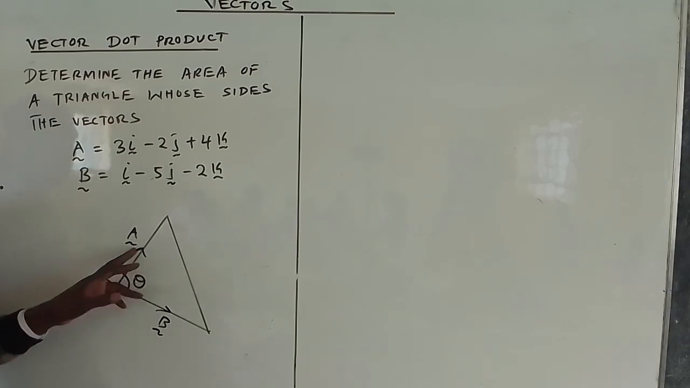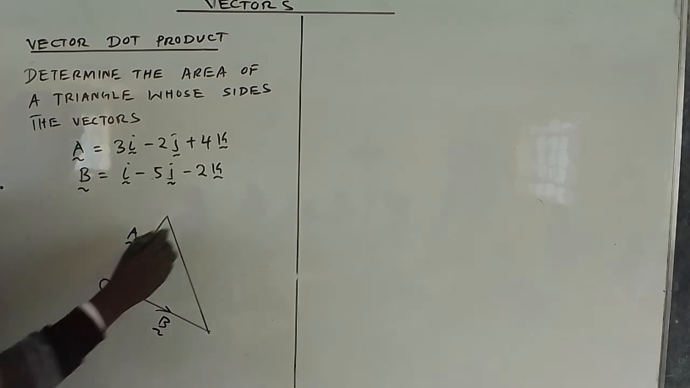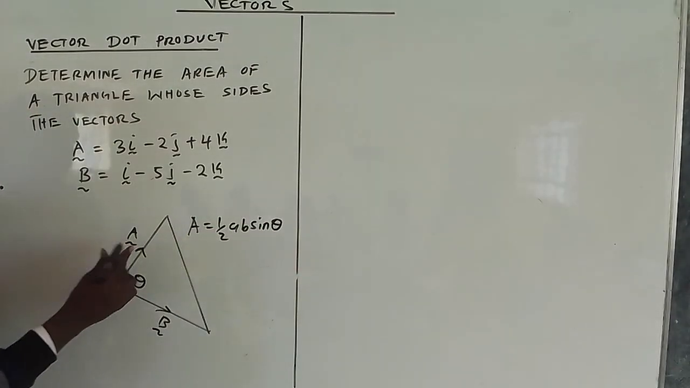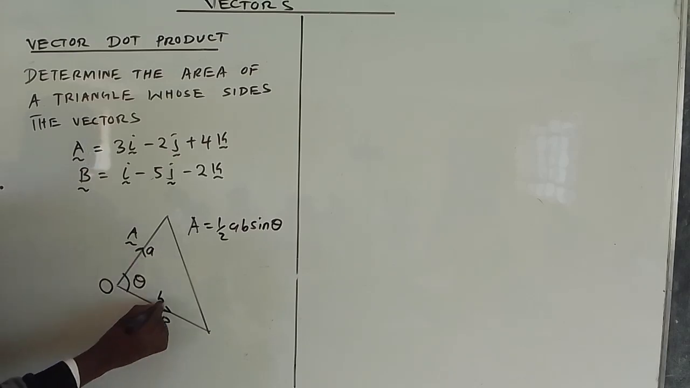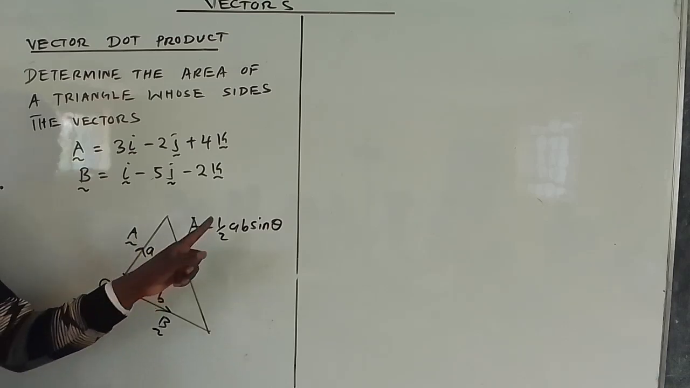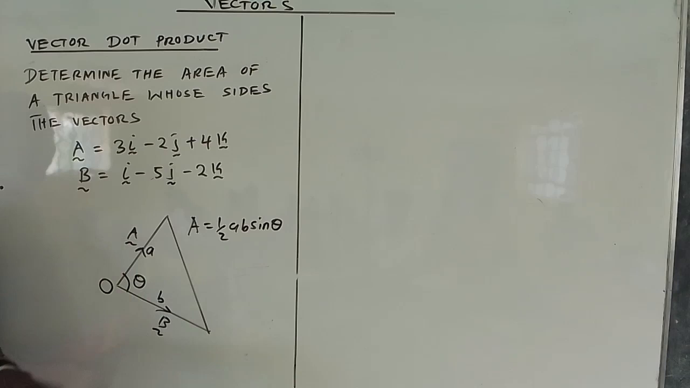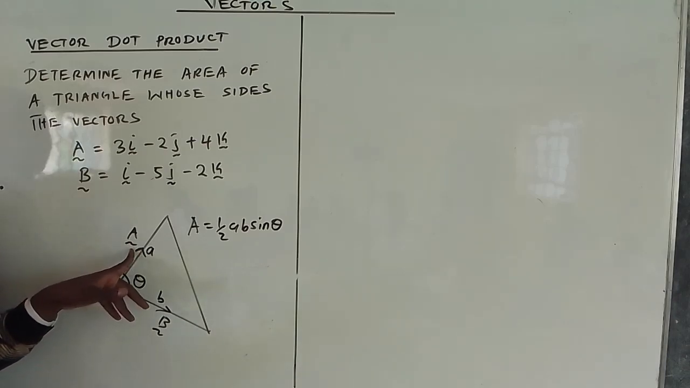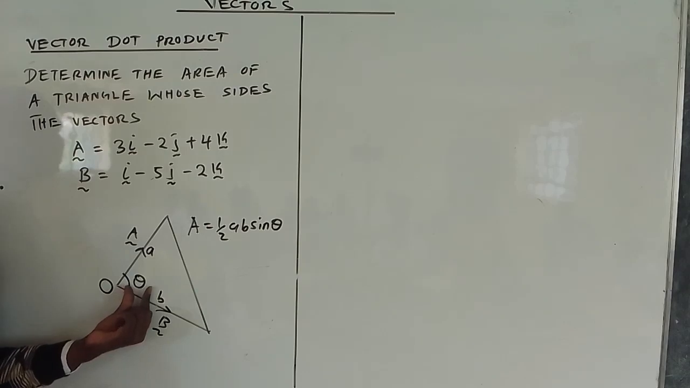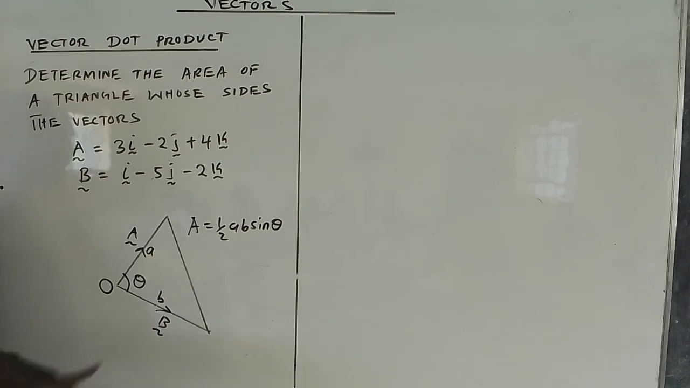So to get the area of this triangle, you know the area of the triangle is a half AB sine theta, meaning the magnitude of vector A to be A and the magnitude of vector B to be B, the lengths. So we need the magnitude of vector A, the magnitude of vector B, and the sine of the angle between them. We cannot get this area if we don't know this angle theta, and we can only get theta using the vector dot product.